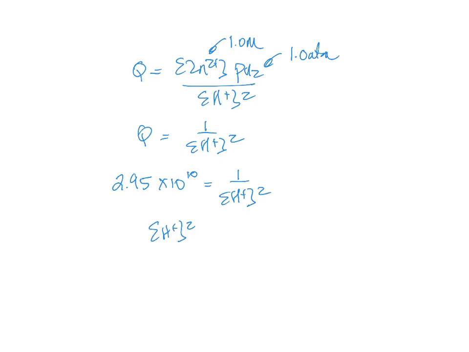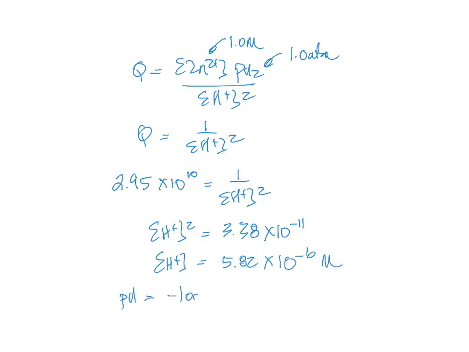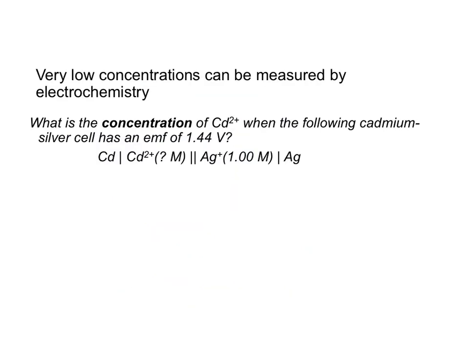H+ squared is now equal to 3.38 times 10 to the minus 11, and H+ is equal to 5.82 times 10 to the minus 6 molar. pH is minus the log of H+, and that gives us a pH of 5.23. So again, a Nernst equation can be used in order to find a pH. Another example, very, very low concentrations can actually be measured by electrochem.